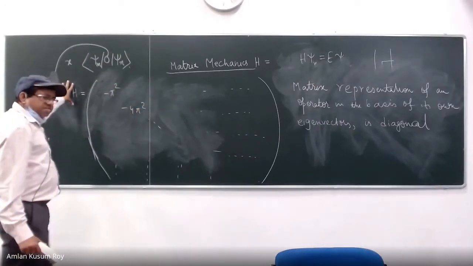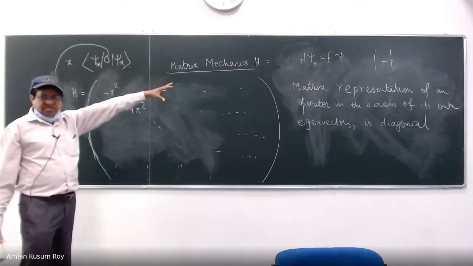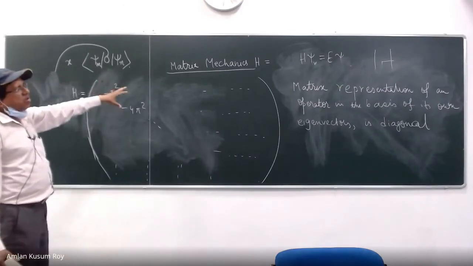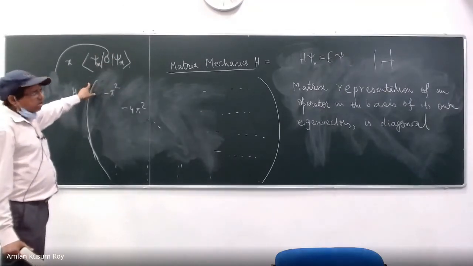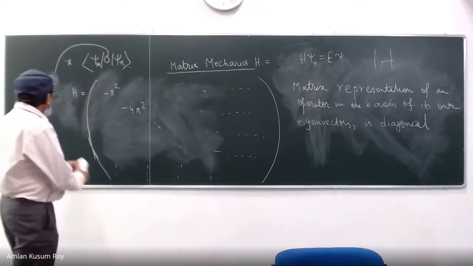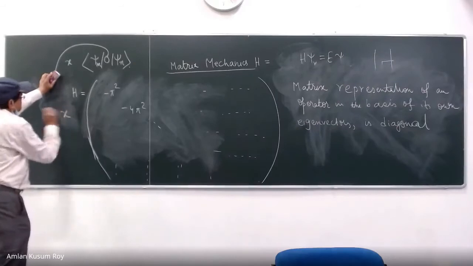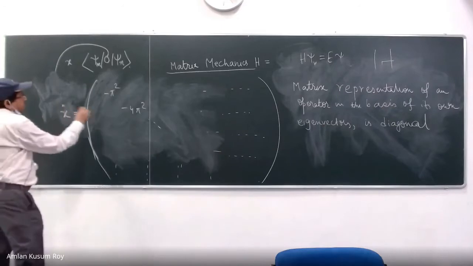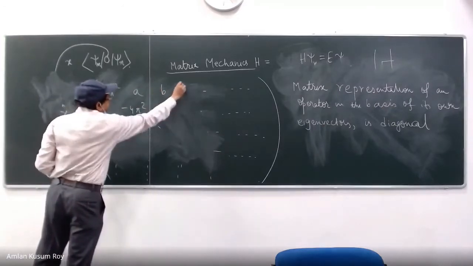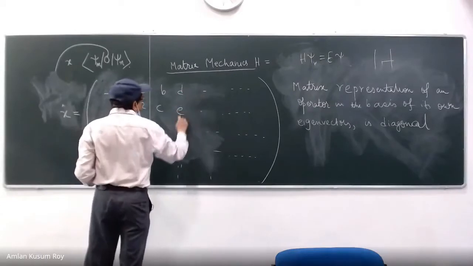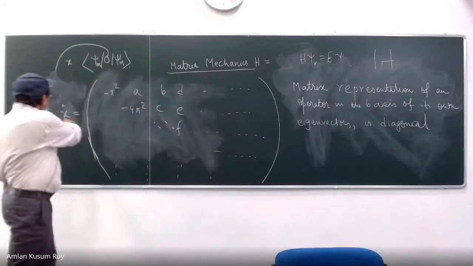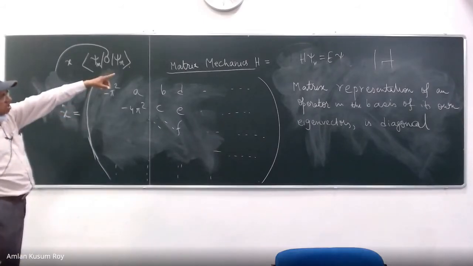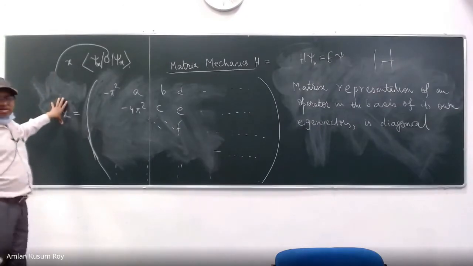I have chosen the basis functions carefully, the particle in a box, right? So the matrix representation of a Hamiltonian in the basis of its own eigenstates, that means the particle in a box, is diagonal. And when I did this with the X operator, the X operator did not become diagonal. You had non-diagonal elements, okay, right? So that means it was not diagonal. Why? Because the particle in a box basis is not an eigenfunction of the X operator.